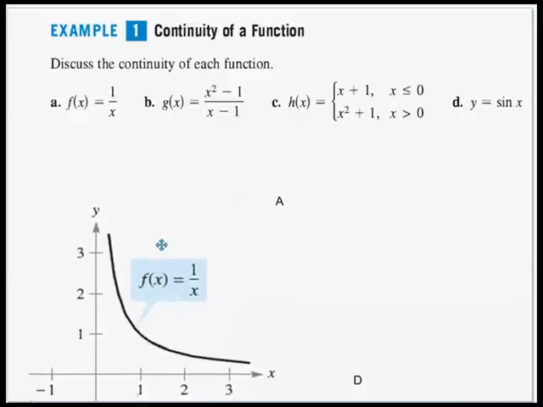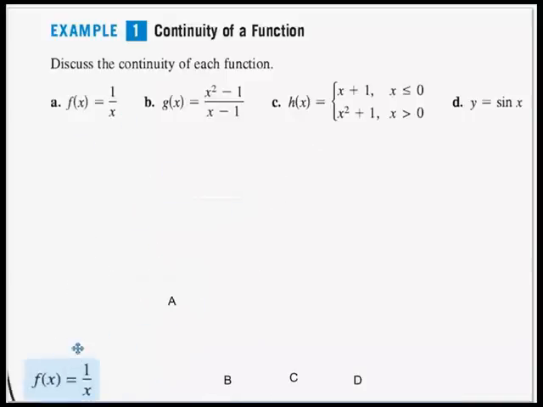So that is a discontinuity. We are defined everywhere except at 0, and that's going to be non-removable. So A is non-removable. Then I'll just put in there asymptote. We have a vertical asymptote there. It's going to be a non-removable discontinuity.